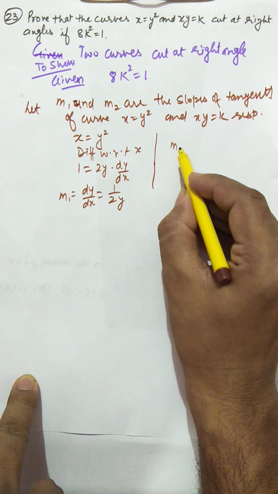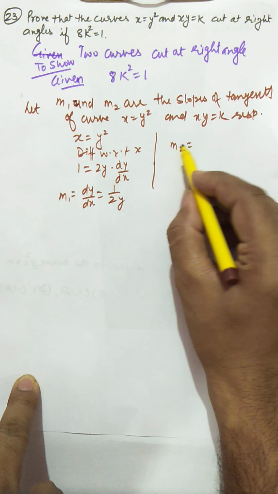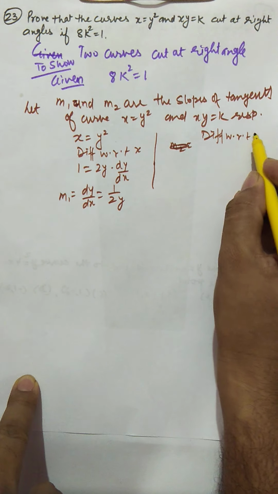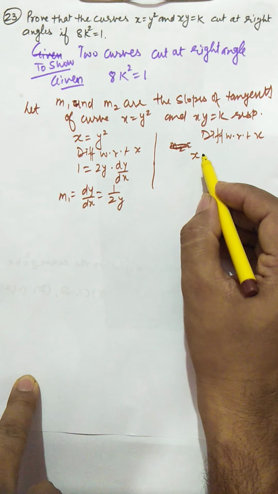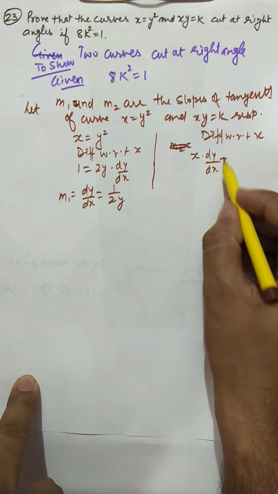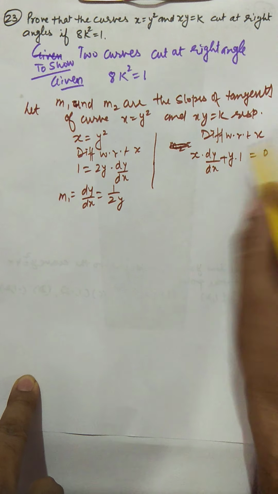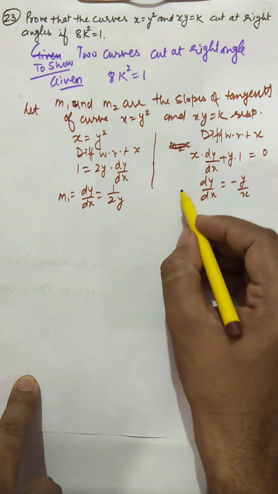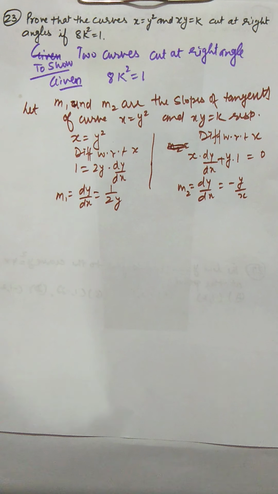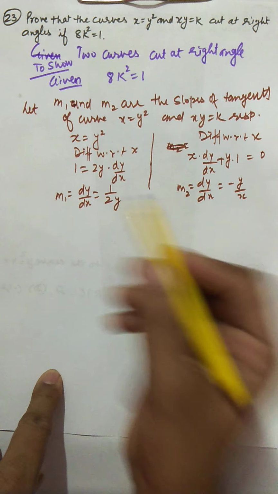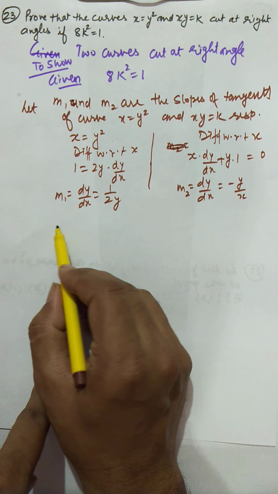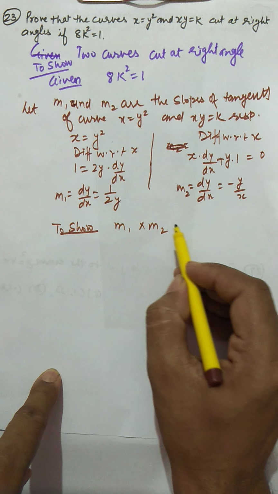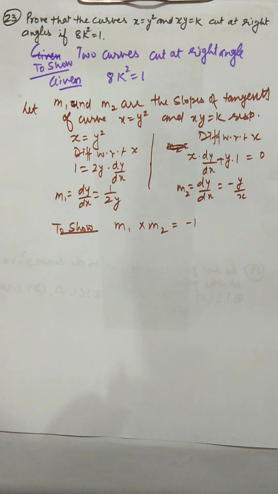Now calculate for this. We'll give the notation M2 later, but we differentiate this with respect to x. We have to use the product rule. x into dy by dx plus y into 1 is equal to 0. k is a constant. So dy by dx from here will be minus y upon x, and this is your m2. Now what do I have to show? I have to show m1 into m2 is equal to minus 1.